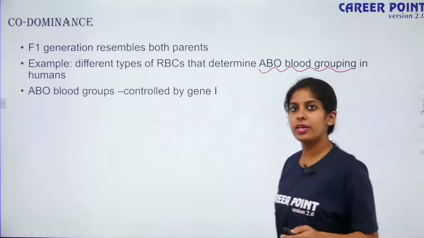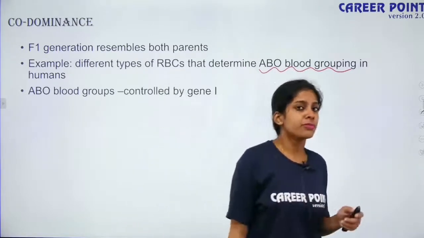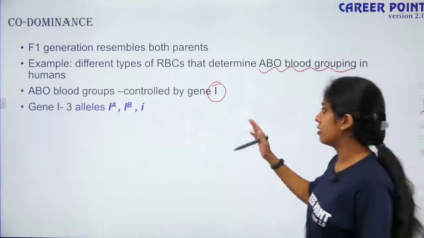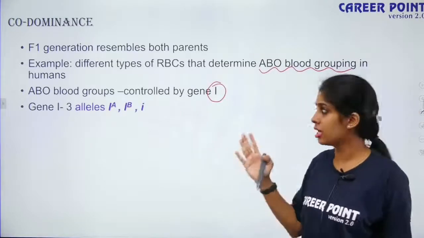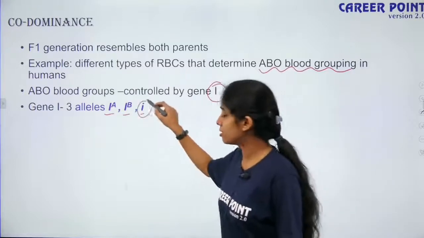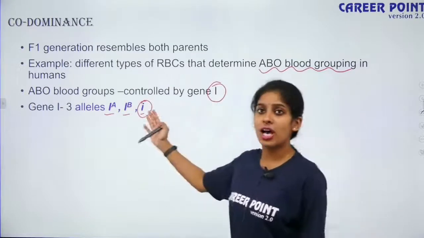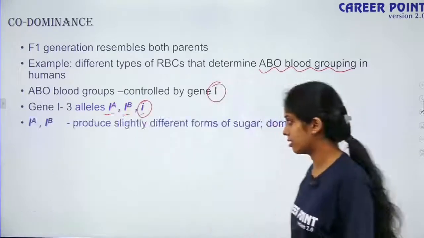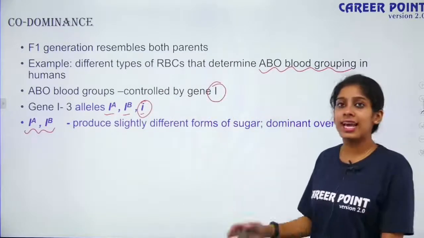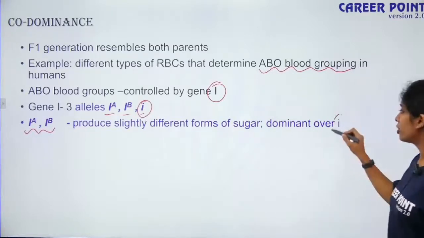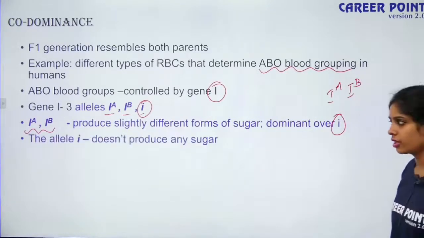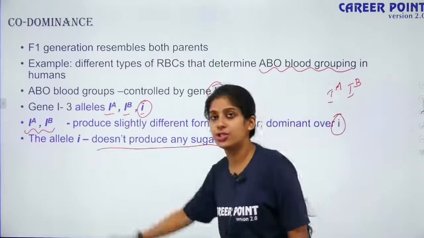We all have A blood group, B group, O group, AB, O positive, O negative, right? This ABO blood grouping is controlled by a gene called I. Basically a gene will have two forms, called alleles, but here it has three alleles. They are called IA, IB and i. When it is written in lowercase, it means it is recessive, and that is how you denote recessiveness and dominant characteristics. So IA and IB are dominant because that is how they are represented here. They produce slightly different forms of sugar, so they are dominant over i. Both your IA and IB are dominant over your small i. The allele i does not produce any sugar.